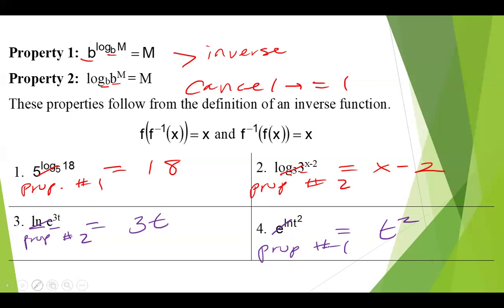How do you feel about the inverse properties? Good? Remember, all we're looking for is same base, same base, same base. Questions, comments before I move on to property number 3?